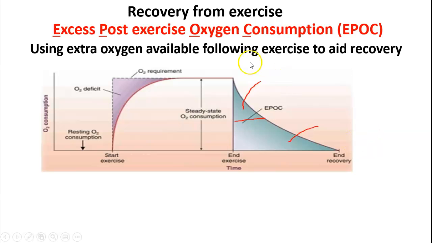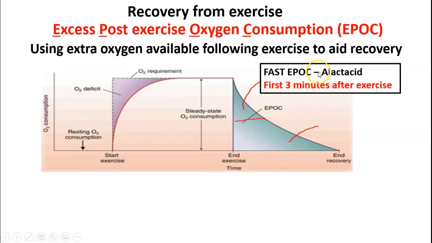The first part of EPOC is called fast EPOC, and fast EPOC can also be referred to as alactacid recovery. So you can just put that in your notes. We'll come back to that in a lesson. Fast EPOC is what you really need to know. Fast EPOC basically refers to the recovery that takes place in the first 3 minutes after exercise. As you can see here, it's the fast EPOC section.